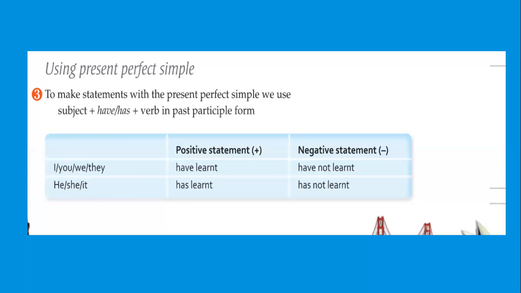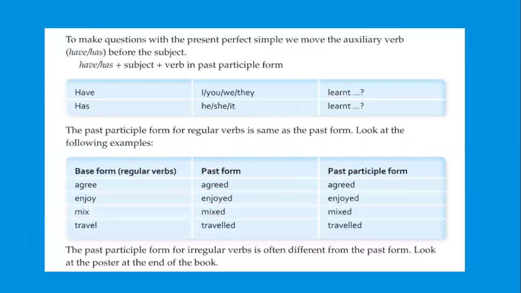With I, we, you, they, you will use have, and with he, she, it, we will use has. Similarly for negative, have not, has not. To make questions with the present perfect simple, we move the auxiliary verb before the subject. See, if I am asking you something, for example, you have done this, then how will I ask? Have you done this? Like that, have or has will come before the subject, and then you will write the subject plus V3.